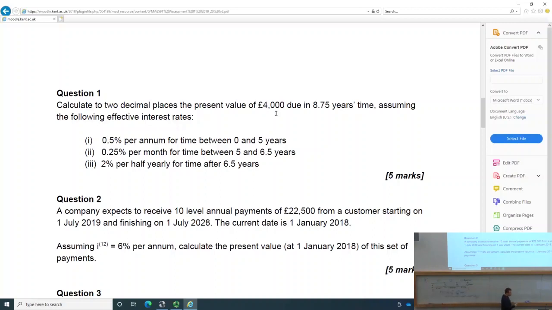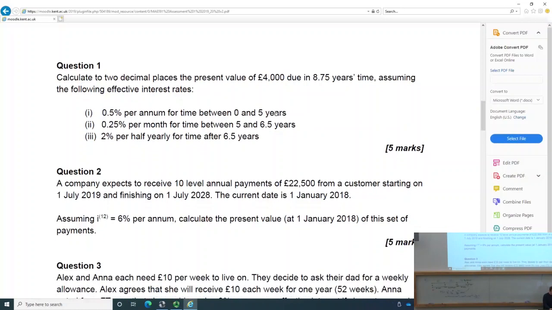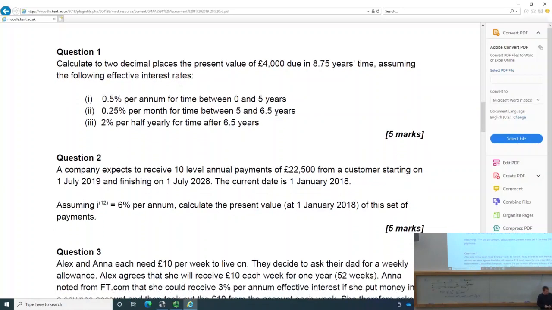So hopefully that got you in the mood. If it didn't, let's hope this one will. Right, so question 2. So back to the screen or the other feed. A company expects to receive 10 level annual payments of 22,500 from a customer starting on 1st of July 2019 and finishing on 1st July 2028. The current date is 1st January 2018. Assuming that i12 equals 6% per annum, calculate the present value of this set of payments.